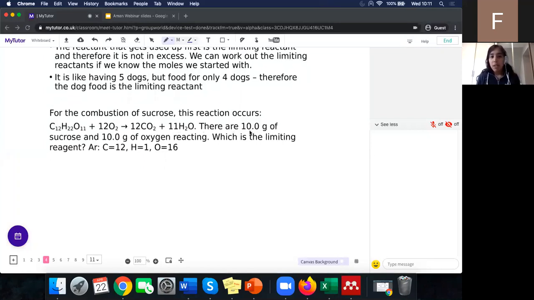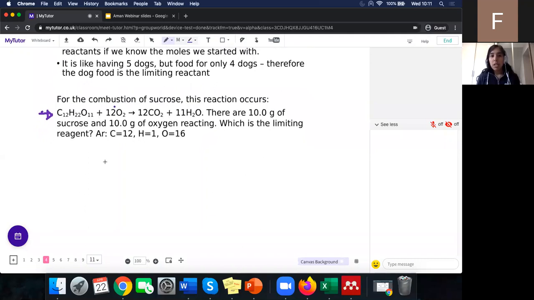So here it says there are 10 grams of sucrose. This is sucrose over here. And 10 grams of oxygen. That's oxygen. Which is the limiting reagent? So we'll go through this slowly and see if we can work it out. So there are 2 methods. I'm only going to show one method today, and that's the method that I think is the simplest to understand. So there are 10 grams of sucrose and 10 grams of oxygen. The method that I like is that we work out the number of moles of one of them, and then we use the reaction or the balanced equation to work out the number of moles of the second one, to then see if the mass is equivalent to that.